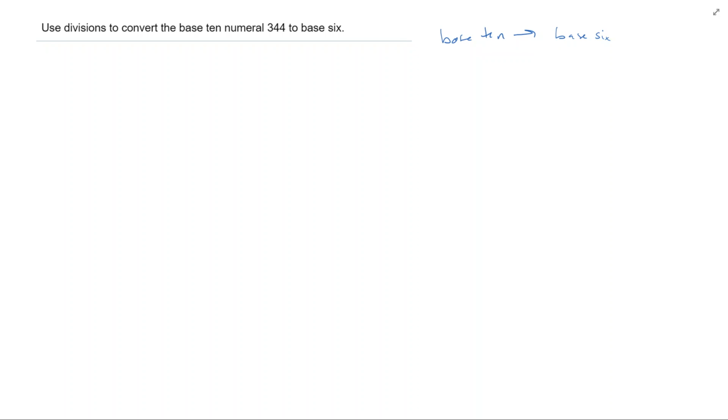Okay, so I've got the number 344, and I'm going to go ahead and divide it by 6. So how many times will 6 go into 344? This is when you use your calculator, 344 divided by 6, and you get 57 point something. It goes in there evenly 57 times. So when I take 57 times 6, I got 342, and that leaves me with a remainder of 2.